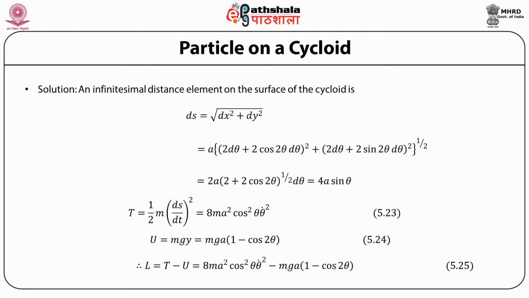The kinetic energy, being half m times the velocity square, which is (ds/dt) whole square, is then 8ma² cos² θ θ-dot square. The potential energy is given by mgy. Substituting for y, it is mga(1 − cos 2θ), and therefore the Lagrangian, T minus U, is equal to 8ma² cos² θ θ-dot square minus mga multiplied by (1 − cos 2θ).